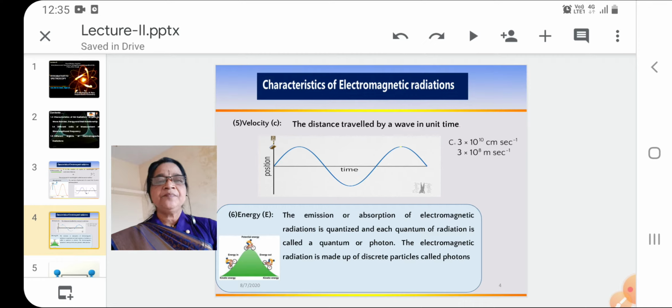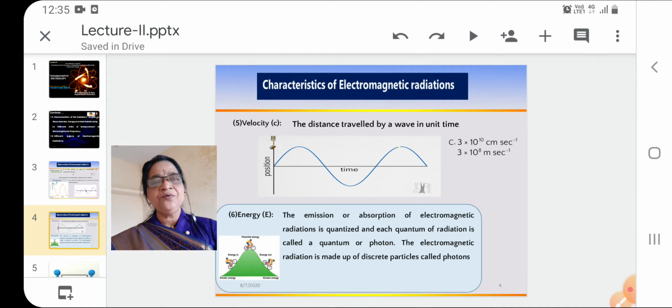Nu is the frequency, h is Planck's constant, and Planck's constant is given by 6.62 into 10 raised to minus 34 joule second, or 6.62 into 10 raised to minus 27 erg second. But we know that nu is equal to c upon lambda. Therefore, we can write E is equal to hc upon lambda.